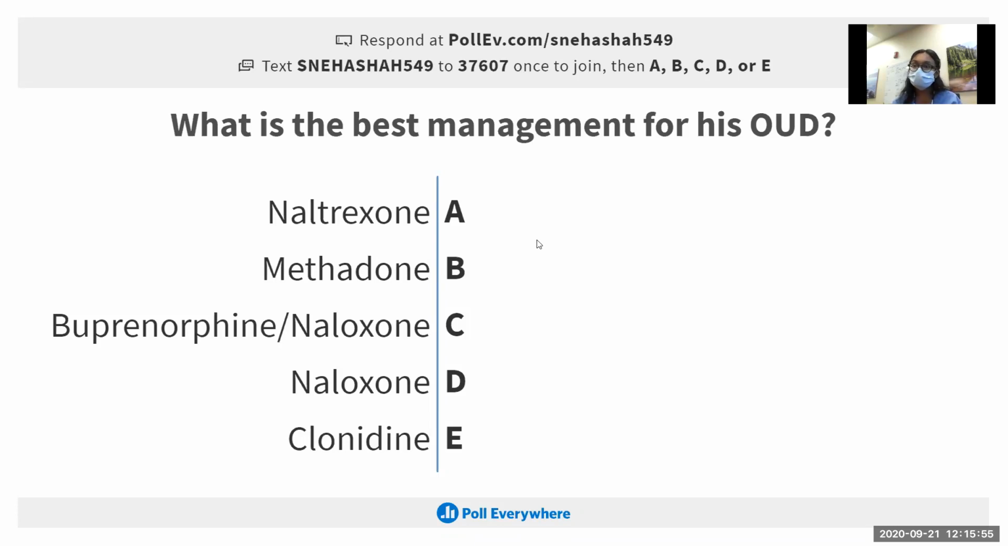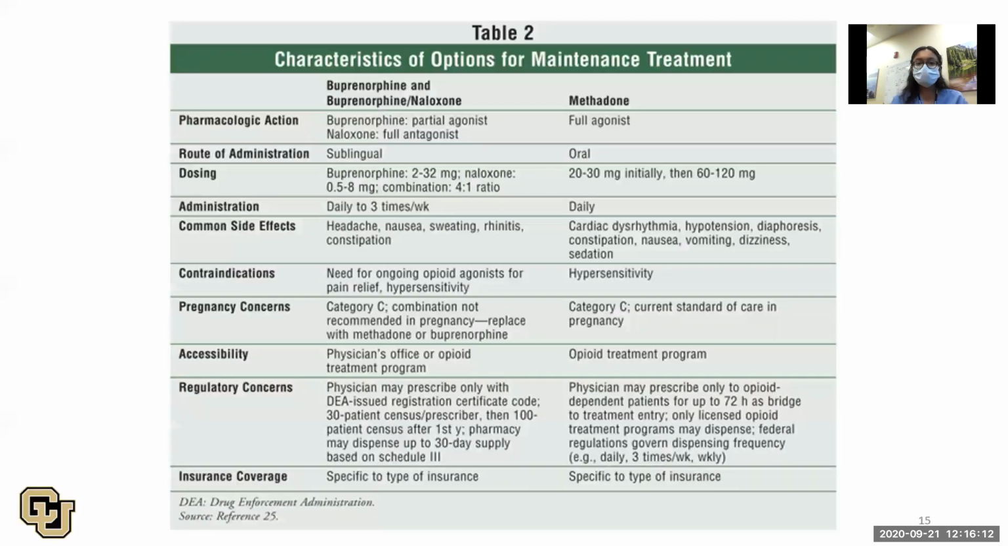And then clonidine we do sometimes use. That's an alpha agonist, which works centrally to help control some of the symptoms, but is not a medication we use in the outpatient setting. Graham, would you mind going through just buprenorphine naloxone or buprenorphine alone and methadone and how you think about them?